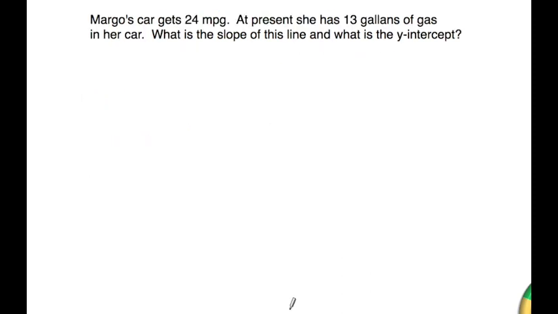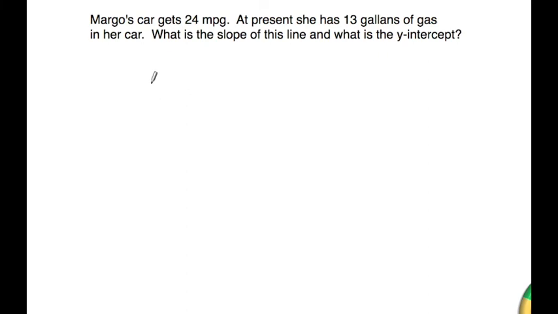All right, one last one. This is the tricky one. Margot's car gets 24 miles per gallon. At present, she has 13 gallons of gas in her car. What is the slope of this line and what is its y-intercept? And when I say y-intercept, I mean the vertical intercept when it hits the vertical line.